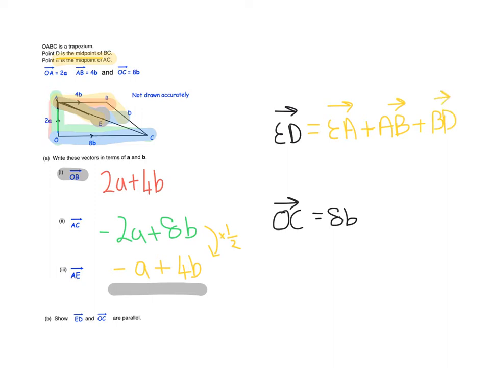So earlier we found out A to E. Well, we're doing it backwards. We're doing E to A this time, which is effectively minus A to E. So we're doing minus minus A, which is going to be A, and then minus positive 4B, which is minus 4B. So I've done E to A. A to B I've got from the diagram is 4B.